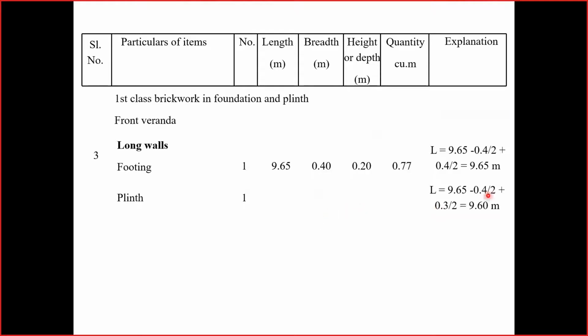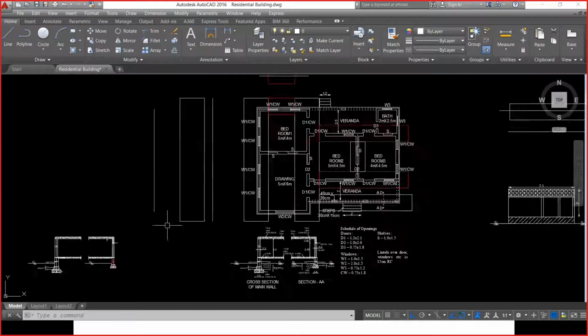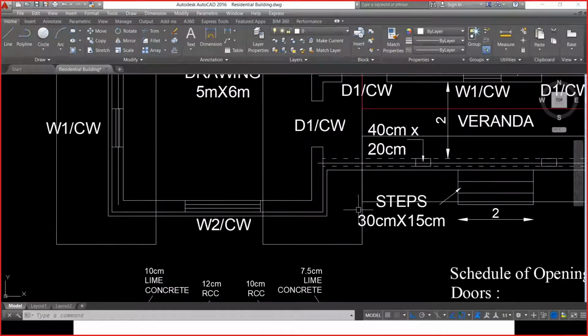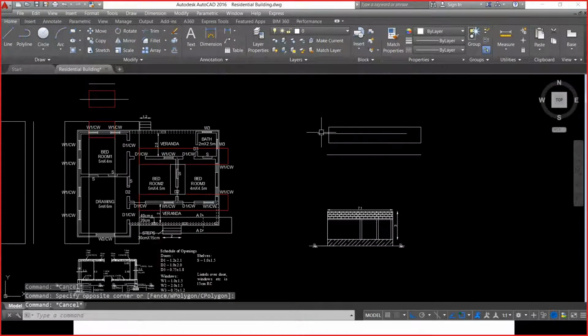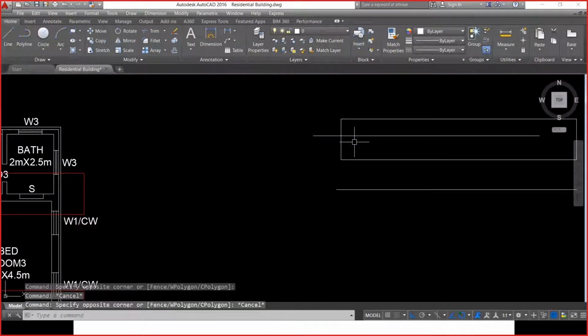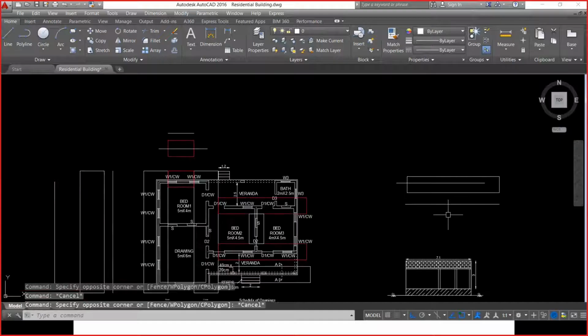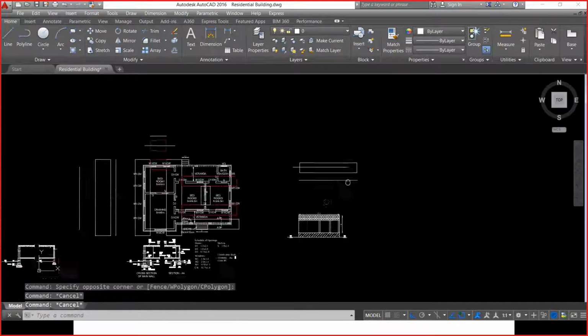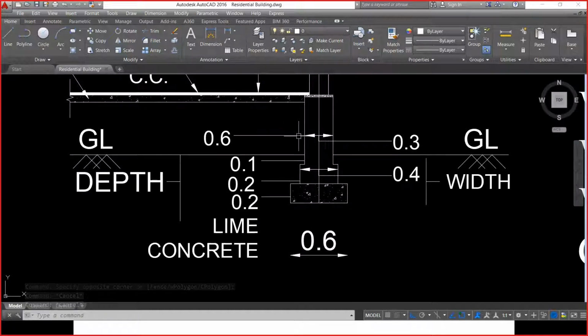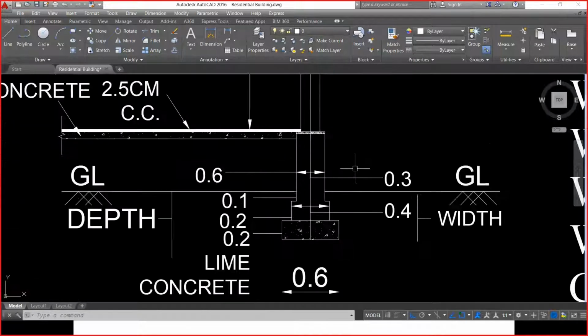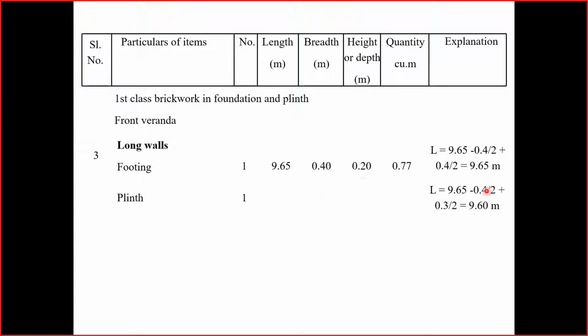But if you observe what we have done, 9.65 minus 0.4 by 2, because on the left hand side there is plinth of wall 0.4 meters. So I need to deduct this length, which is the additional length beyond the rectangle. So we have deducted it as 0.4 by 2. But at the other end, there is some length missing. And how to consider that? It is equal to half of the width of plinth, which we have considered now. The plinth of the partition wall is just 0.3 meters. So that is why 9.65 minus 0.4 by 2 plus 0.3 by 2 will give the actual length.